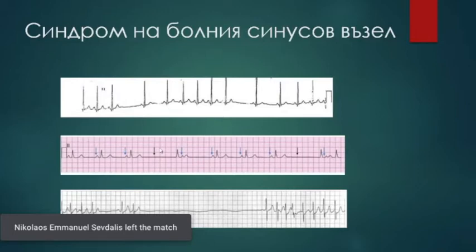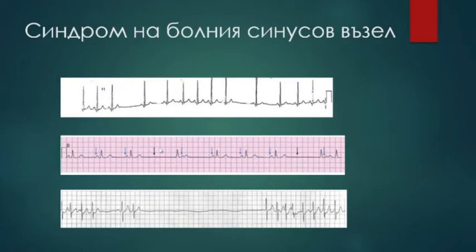You have several types of SA blocks. You have first degree, second degree, and third degree, as it is in AV block. First degree can be detected by the conventional EKG machine. In second degree, first type, you have gradual lengthening of the PP interval. Then there's one P wave not followed by QRS.